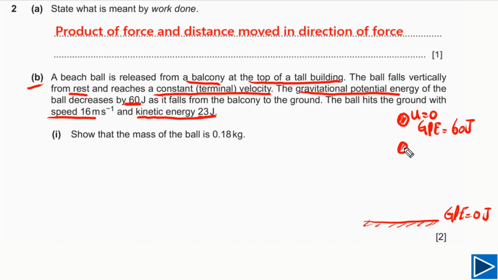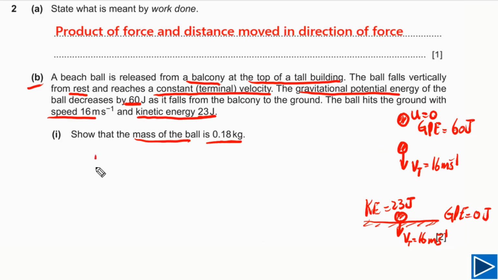It is also given to us that the ball reaches a terminal velocity. We can write down Vt, and the value of Vt is given, that is 16 meters per second. And it is also given to us when the ball hits the ground, it hits the ground with velocity that is equal to terminal velocity. Velocity has magnitude 16 meters per second. And kinetic energy at this point is also given, that is equal to 23 joules. The question is asking us to find the mass of the ball, and that mass has to be equal to 0.18 kg. So this is a very straightforward question if you understand this problem.